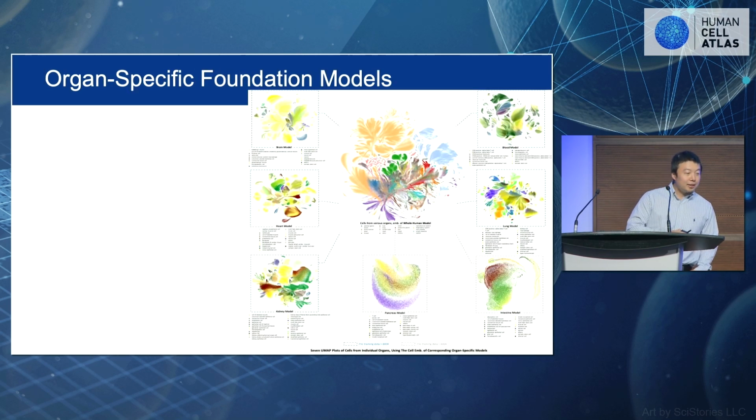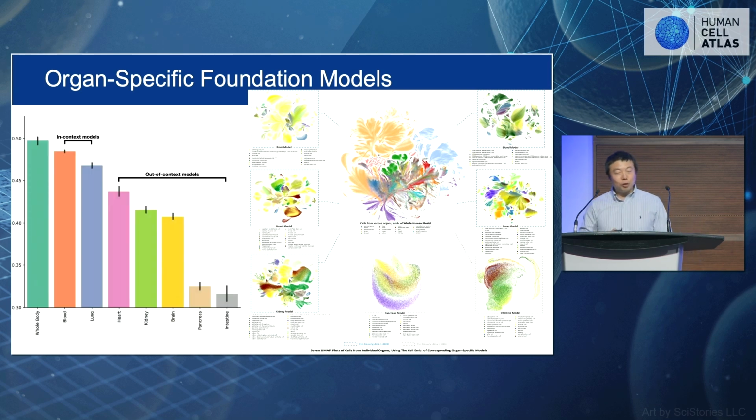Another interesting thing is that we also train many organ-specific foundation models, and we want to see which model is the best to start with. We took a COVID-19 data set to do batch integration, and we find that if you take the base model from blood and lungs, it usually gives you the best results. If you take other irrelevant organs, the performance is less satisfactory. So this gives us an idea that you should choose the foundation model that is most similar to the data you have.